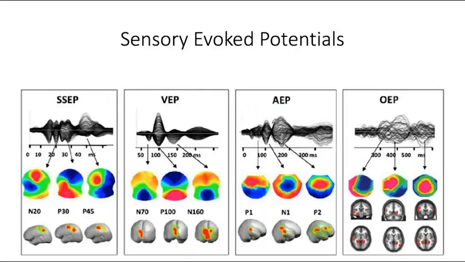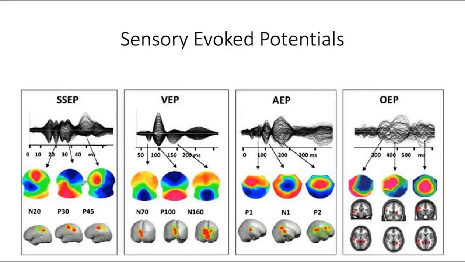And we can have different sensory evoked potentials. This is a somatosensory evoked potential, visual evoked potential, auditory evoked potential, and this one is olfactory evoked potential. The beauty of this is when we do source localization with these evoked potentials, for somatosensory, you can see that they are located in areas that make sense, for visual, they are in the back of the brain, and for auditory, they are in areas that still make sense.